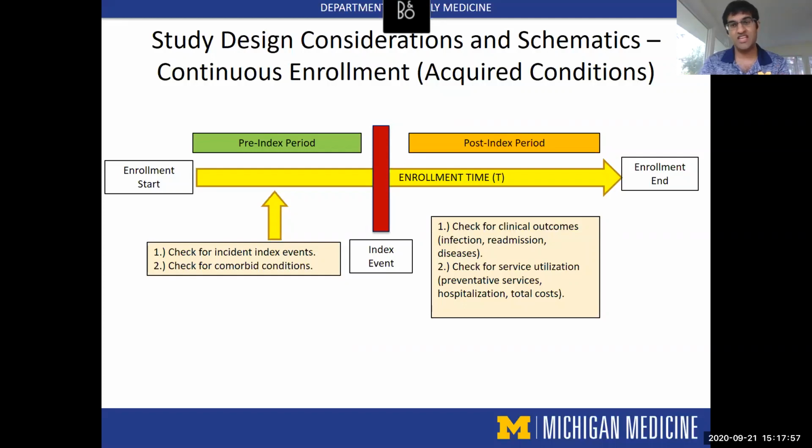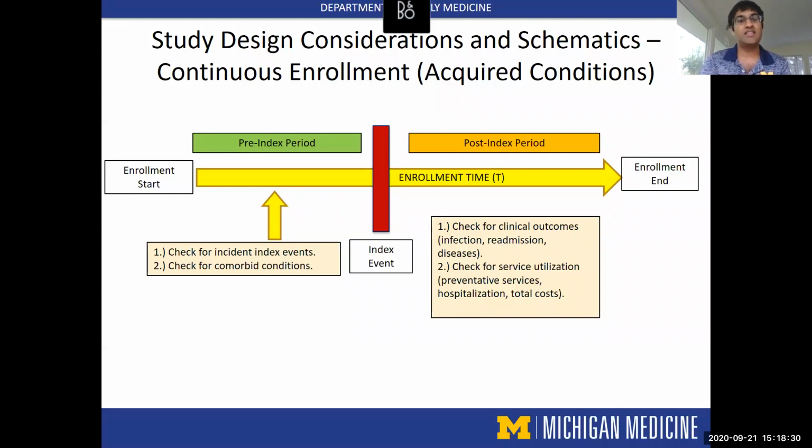You have to look at the patient history. So we look at a pre-index period, and the pre-index period allows us to collect almost like an inventory, hopefully over enough of a window of time, of incident index events and also comorbid conditions. Comorbid conditions would be anything that you may want to consider for risk adjustment. Maybe they have hypertension, maybe they have diabetes, etc. Maybe they have co-occurring physical disabilities that you want to consider.